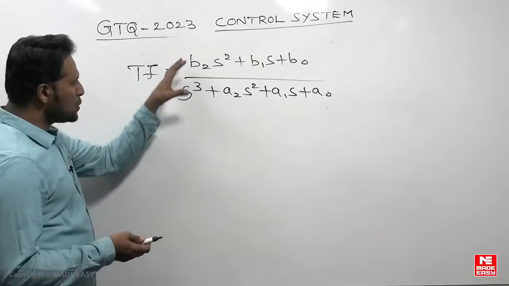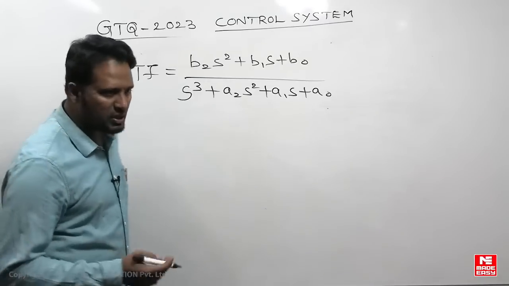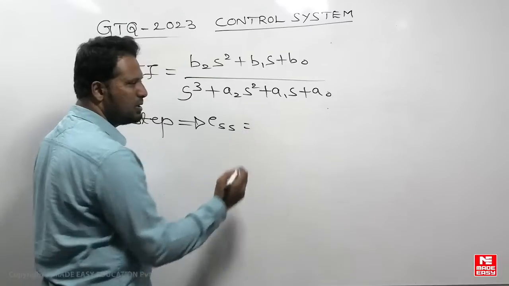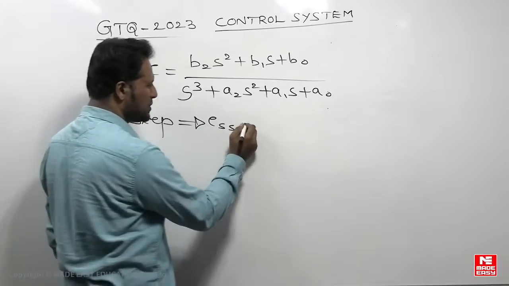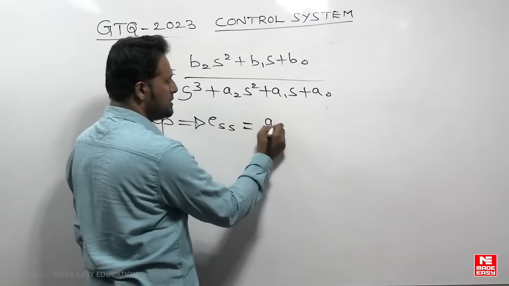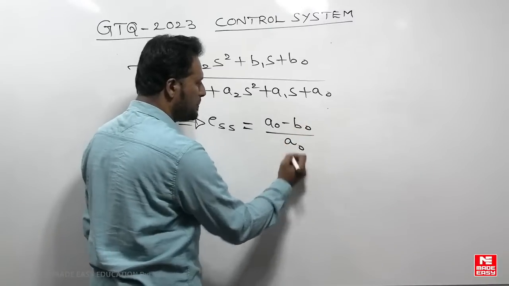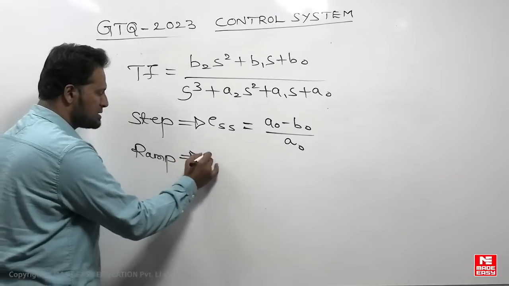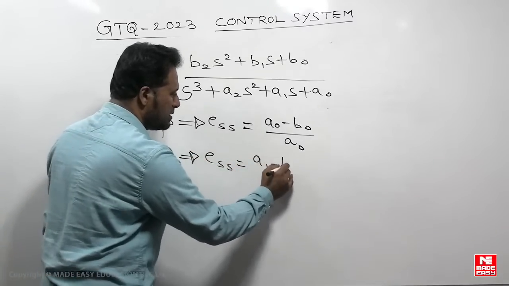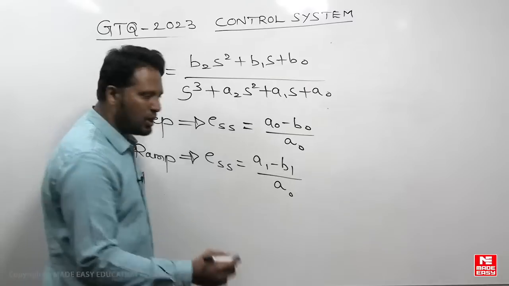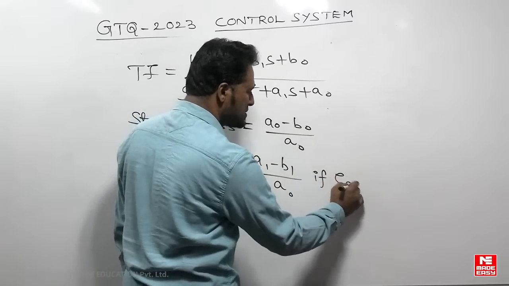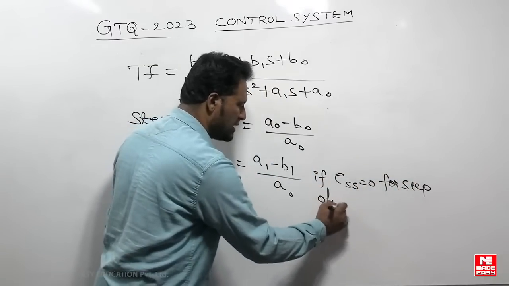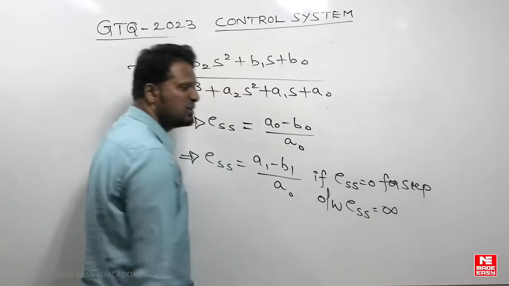But sir, seedha seedha closed loop transfer function se steady state error nahi pata kar sakte hain kya? Bilkul kar sakte hain. Step ke liye, unit step ki baat karo. Otherwise, we have to multiply with the input amplitude. Steady state error is (A0 minus B0) by A0. Ramp ke liye, steady state error is (A1 minus B1) by A0 if steady state error is 0 for step. Otherwise, steady state error is infinity.